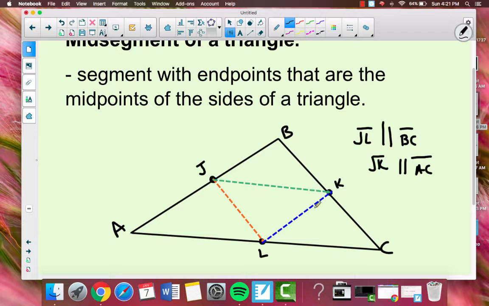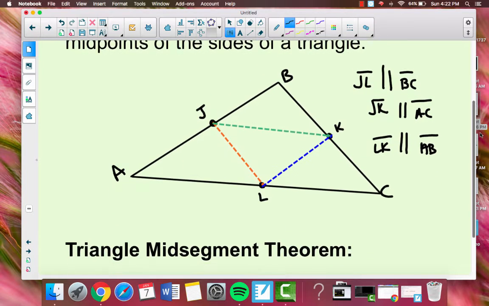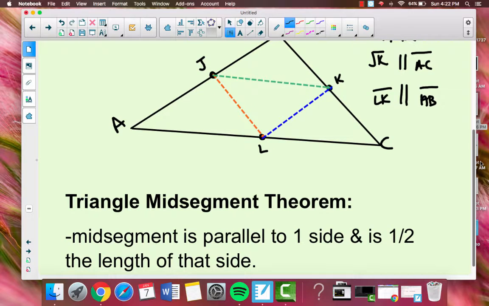And then the last mid-segment, LK, that's in blue, is going to have to be parallel to the side across from it, which is A to B. So mid-segments in triangles are always parallel to one side, okay? And then the main rule that we're going to have here is that the mid-segment is going to be half the length of the side that it's parallel to.